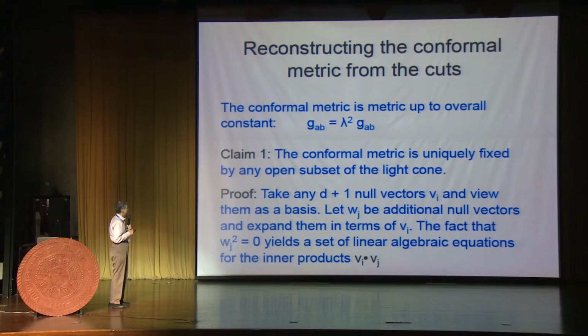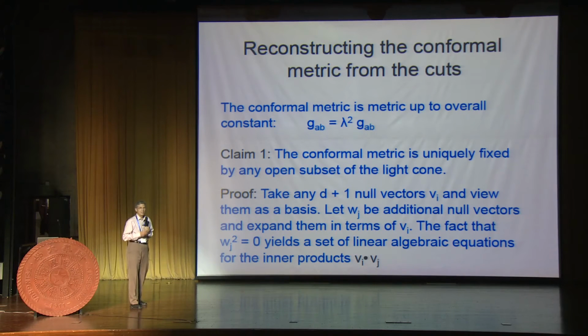So as I said, the conformal metric is simply the metric up to an overall constant. So let's think about fixing a point, and the metric is determined up to this constant. Clearly, two conformally related metrics have the same light cone. Conversely, the light cone uniquely determines the conformal metric.